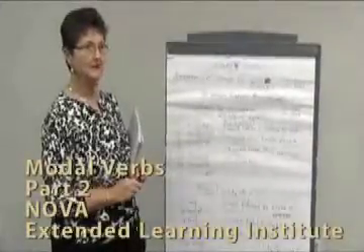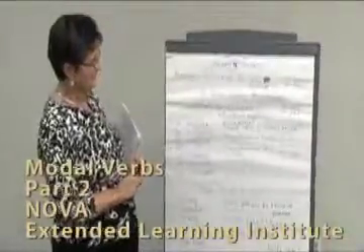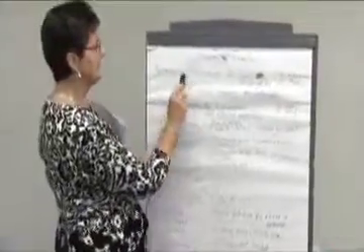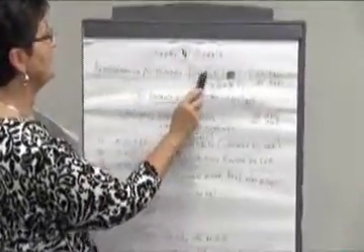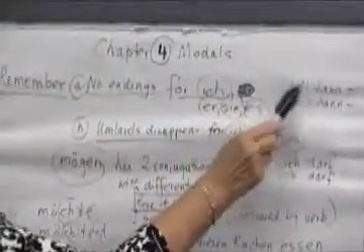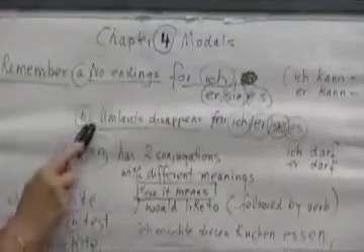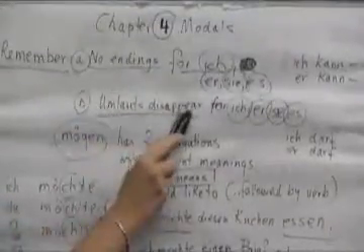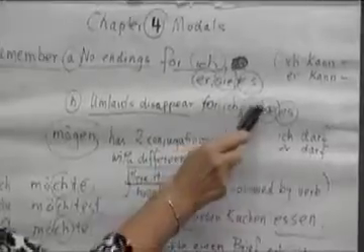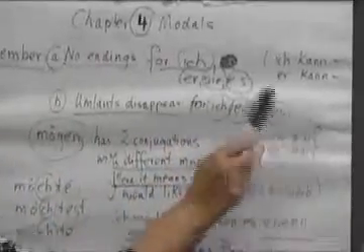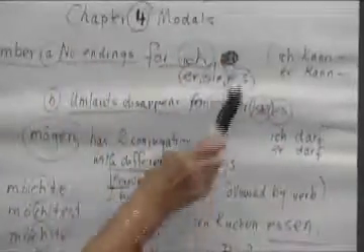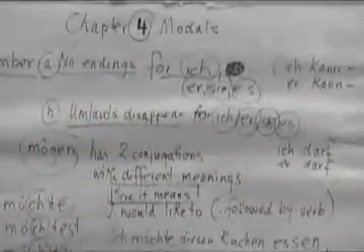Alright, here we are with modals again, chapter 4. Remember, no endings for ich, er, sie, es. And here are some examples. Ich kann, er kann, so no endings. The second thing you need to remember about modals, umlauts disappear for the ich, er, sie, es form. Remember, ich darf, er darf. So modals have vowel changes in them.